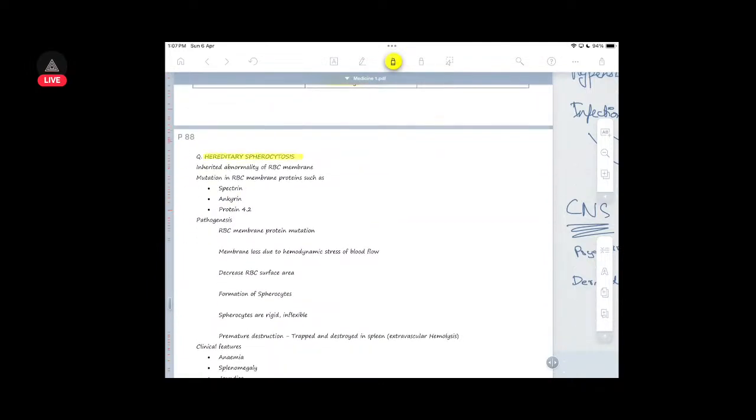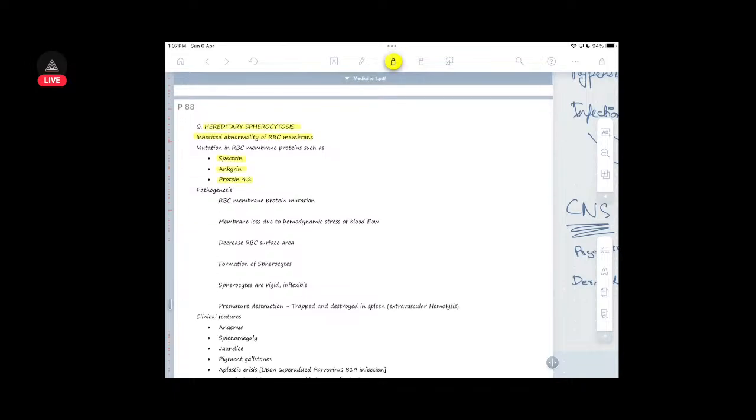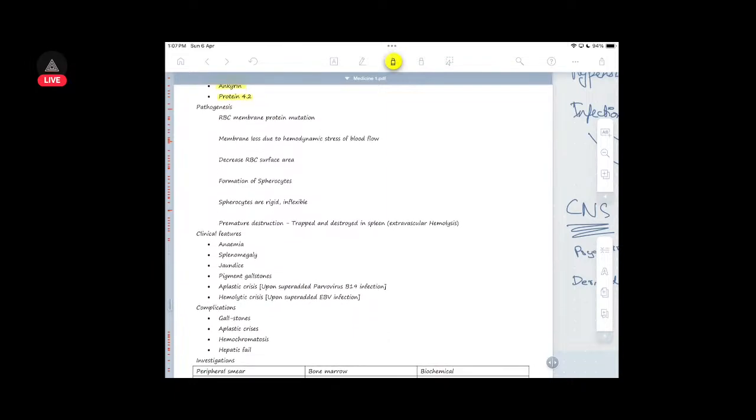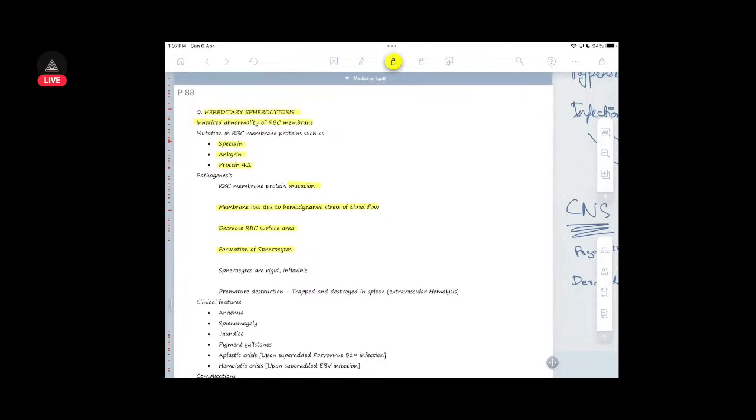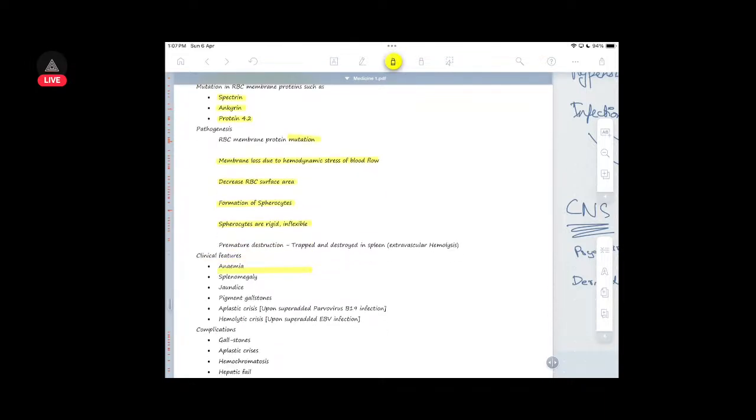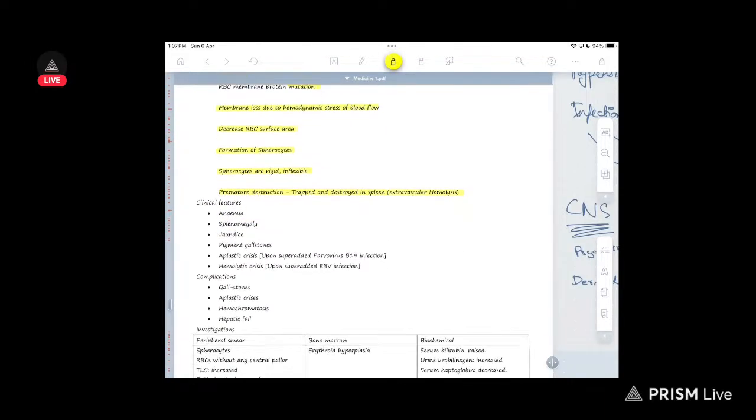Okay, hereditary spherocytosis: you can have inherited abnormality of the RBC membrane. It is having mutation in spectrin, ankyrin, and protein 4.2. So RBC membrane protein mutation is there. Membrane loss due to hemodynamic stress of blood flow decreases RBC surface area, formation of spherocytes, and spherocytes are rigid and inflexible, premature destruction, trapped and destroyed in spleen, extravascular hemolysis.